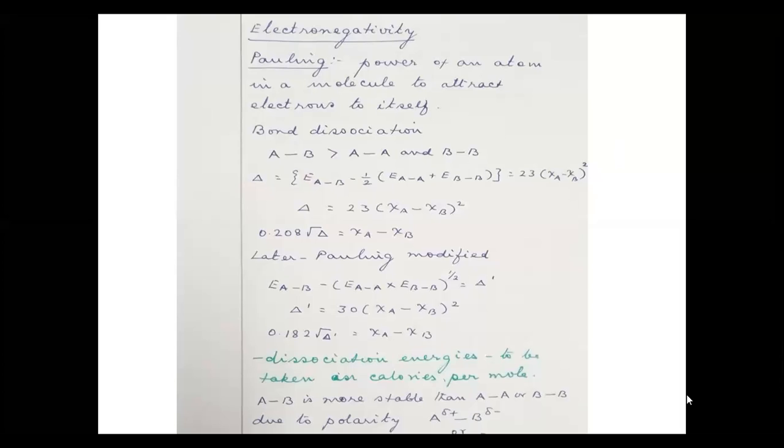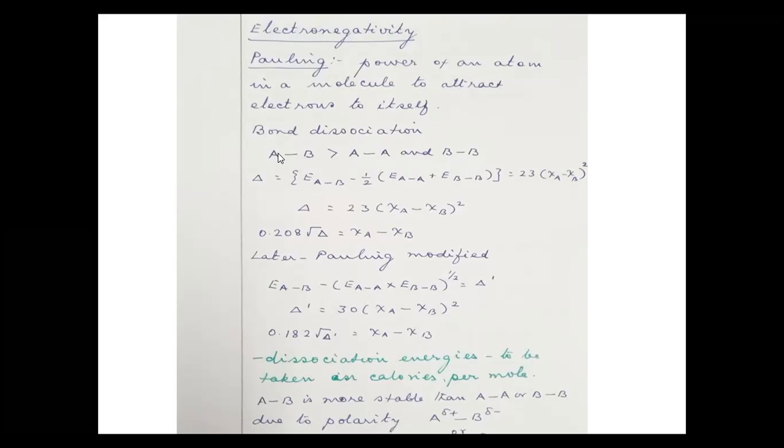Pauling, a scientist, said electronegativity is the power of an atom in a molecule to attract electrons to itself. Actually, he compared the bond dissociation energies of various molecules. Look here, you are taking a molecule AA and a molecule BB. For AA, he calculates the amount of energy to be spent to dissociate, to break this bond. And what is the energy to be spent to break this bond in BB?